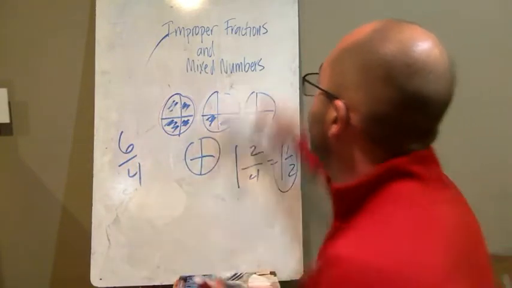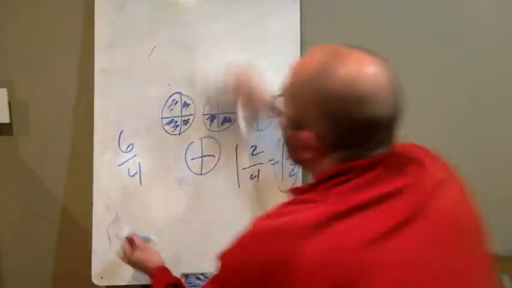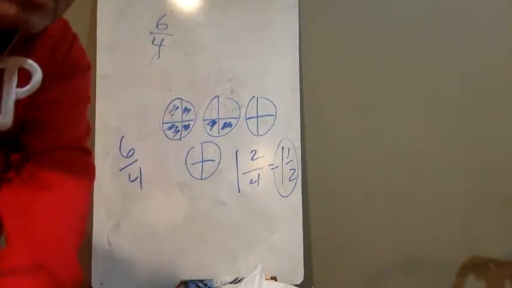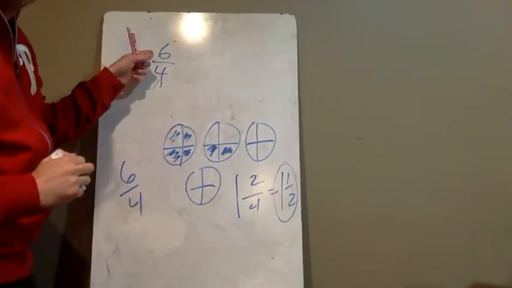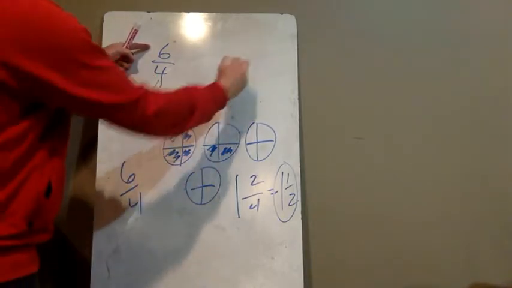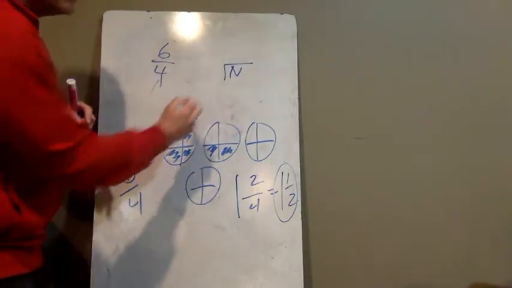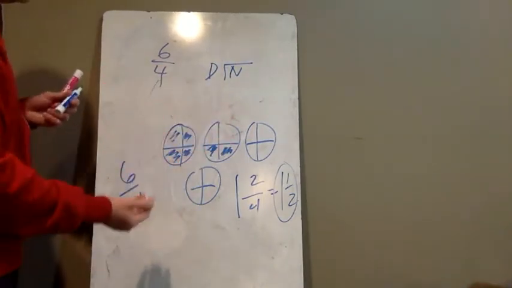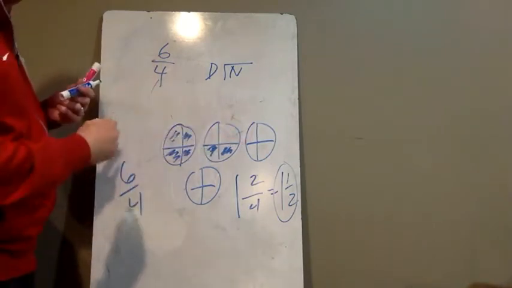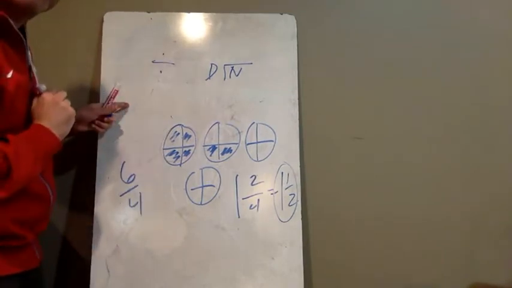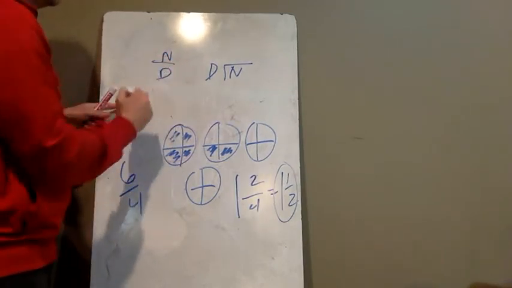Now, another way to look at that: we know that fractions and division are the same thing. For 6/4, we could say numerator divided by denominator. Division and fractions are the same thing, if you remember. That's the division sign. Numerator divided by denominator.